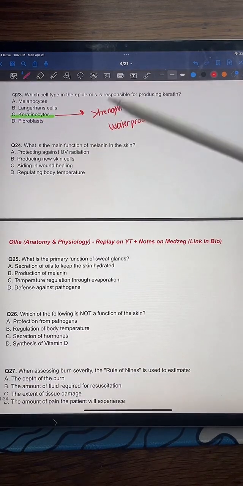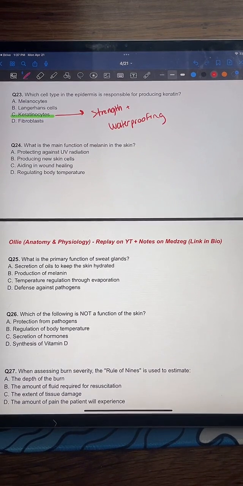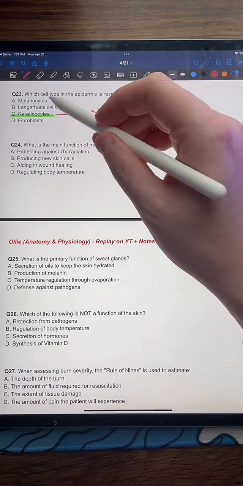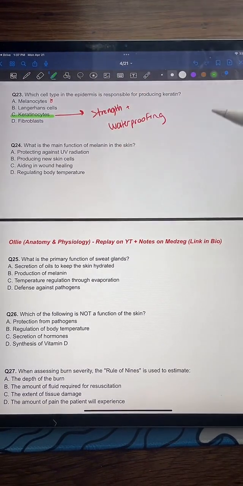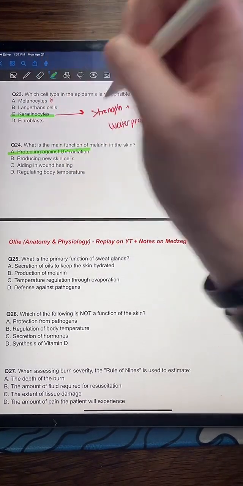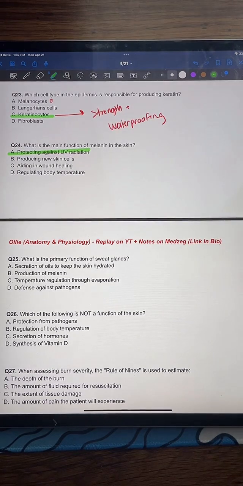Number 24, what is the main function of melanin in the skin? You guys are already answering that one. Fantastic. So melanin is produced by melanocytes, which is up here. The answer is A. It protects against UV radiation. It's a pigment produced by melanocytes, and it absorbs and dissipates UV radiation, helping protect your skin from UV damage and reducing the risk of skin cancer.